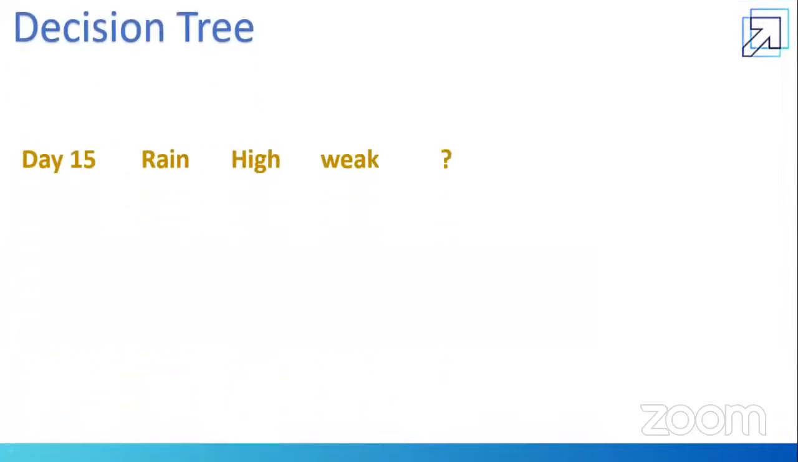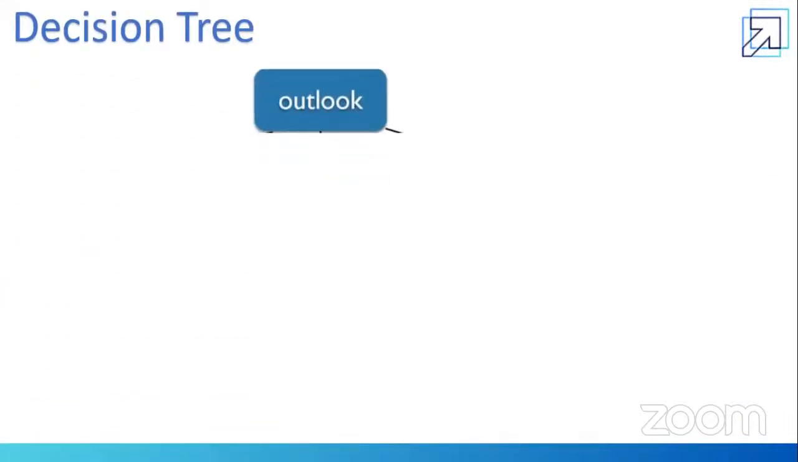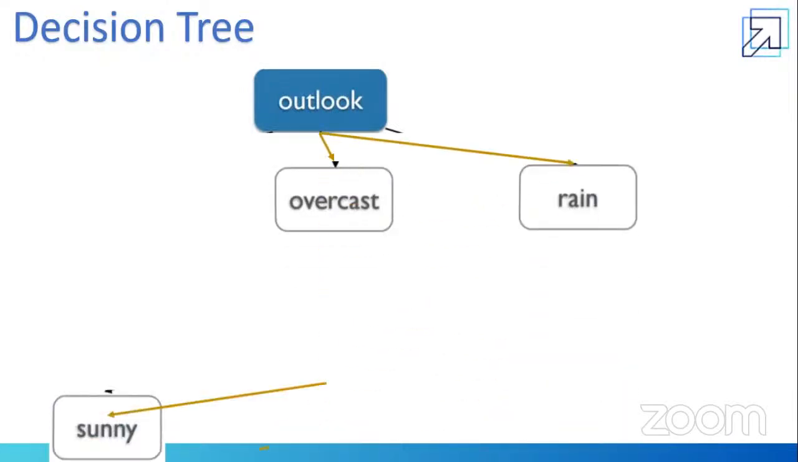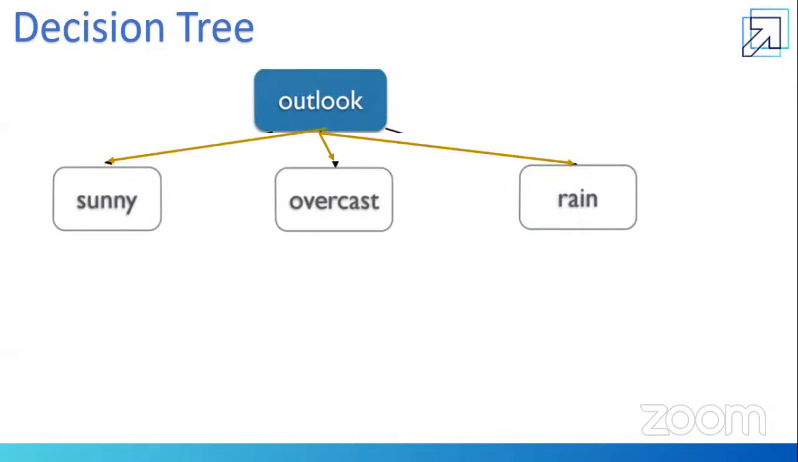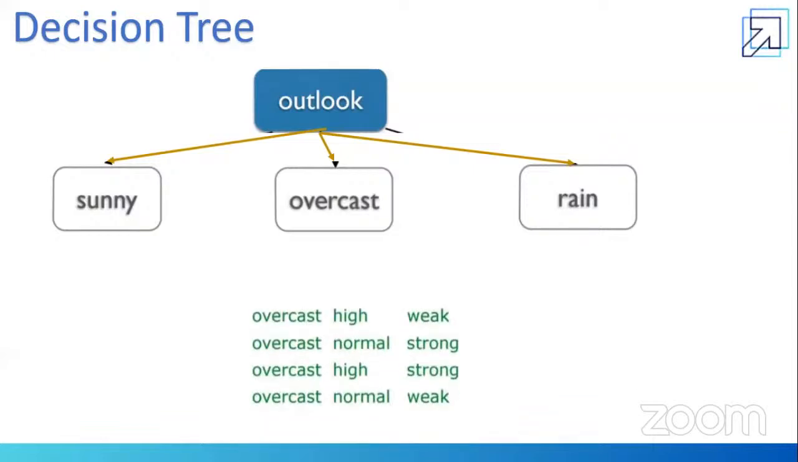Now if we want to predict that on day 15, the outlook is rainy, the humidity is high and the wind is weak, whether the child can go out to play or not, how do we decide it? Let us see this problem with the help of a decision tree algorithm. So we will divide our data on outlook. We have three different values for outlook: sunny, overcast, and rain.